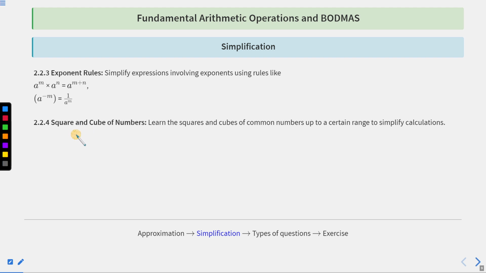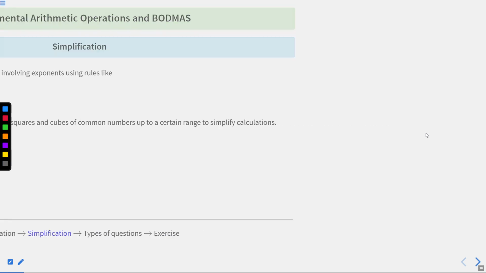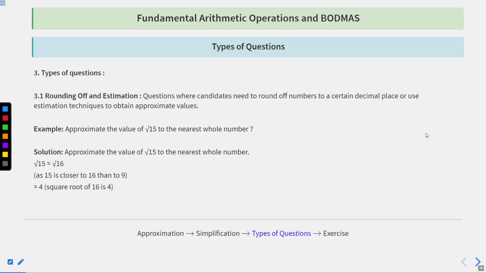And the fourth property is square and cube of numbers. It is suggested that you learn the squares and cubes of common numbers up to a certain range to simplify calculation. It will help us make our calculations faster, and we will be able to obtain the result easily and quickly. So now let us move ahead to types of questions.